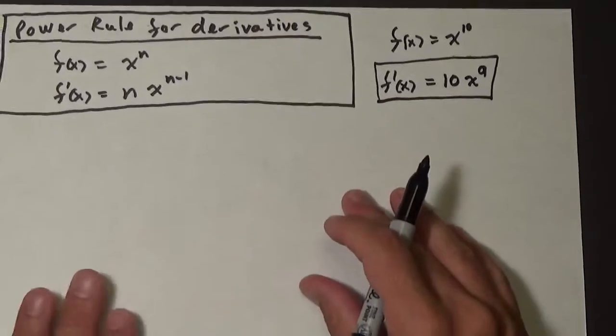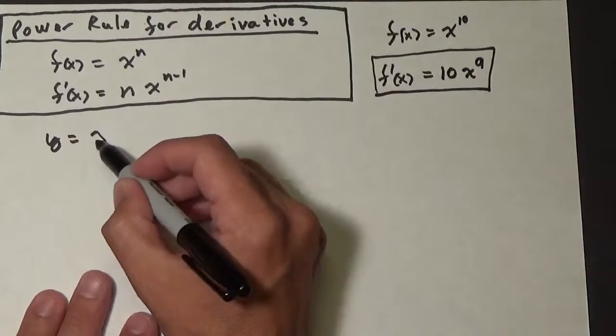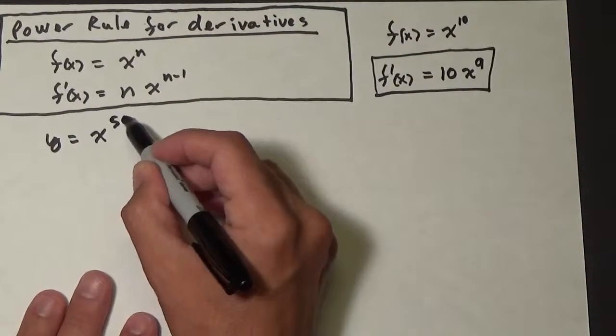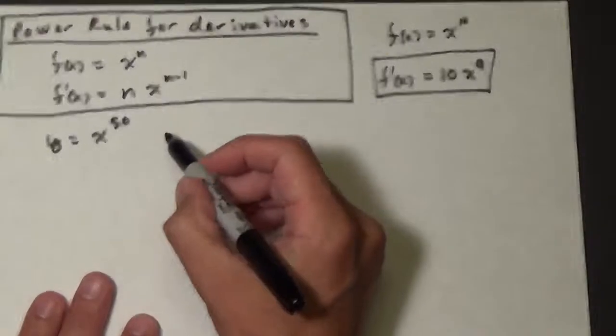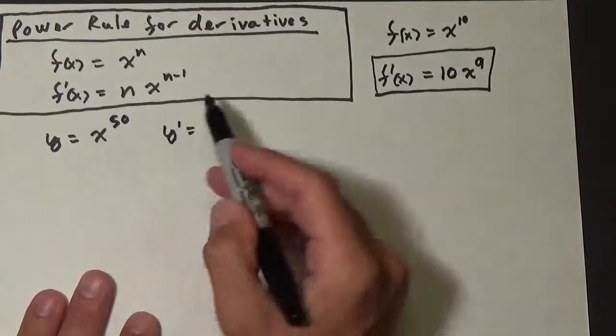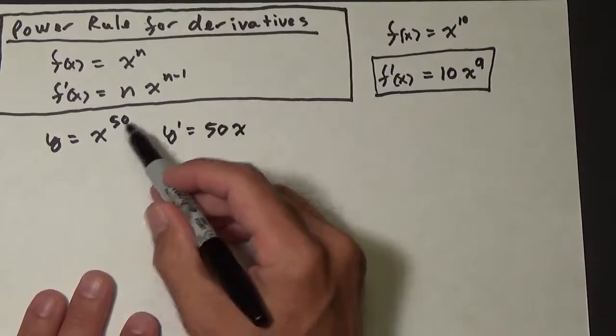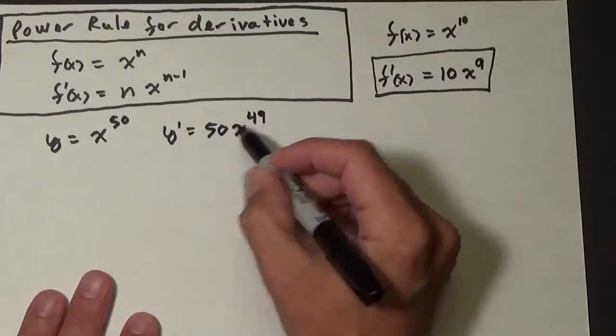Let's do another example. Let's say we have y equals x to the 50th power. If you want y prime, now listen carefully, you take your 50, bring it out front, 50, x, and you subtract 1, 49th power.